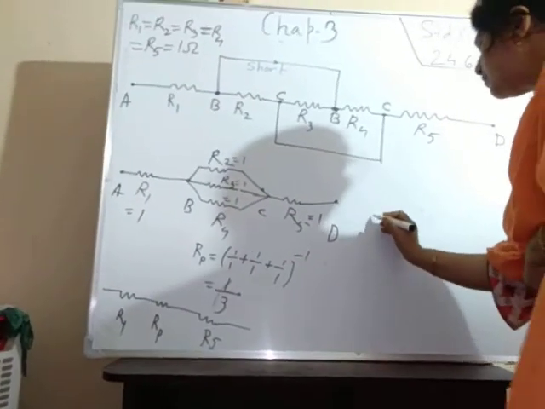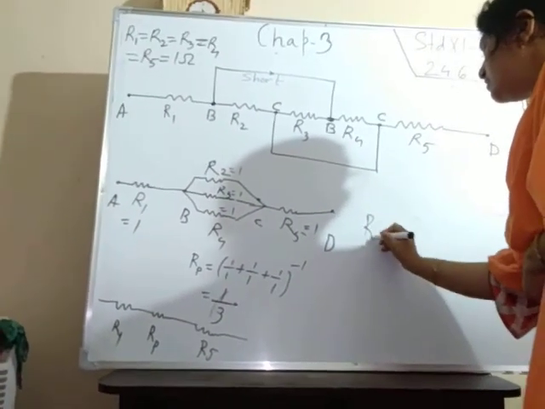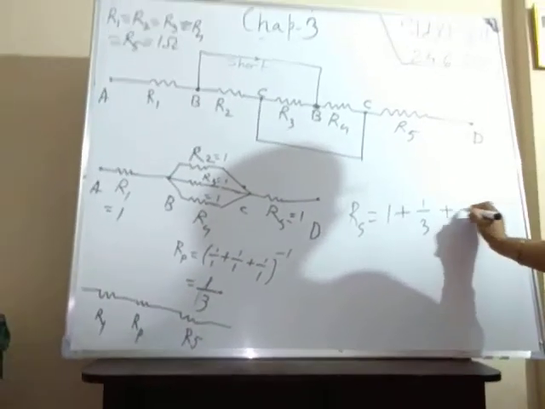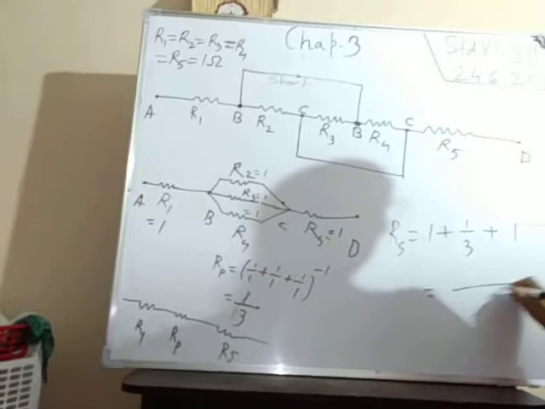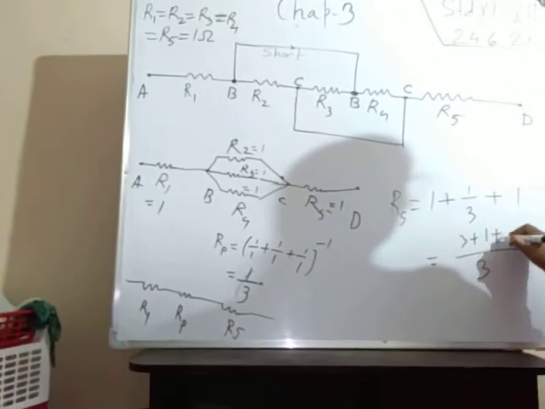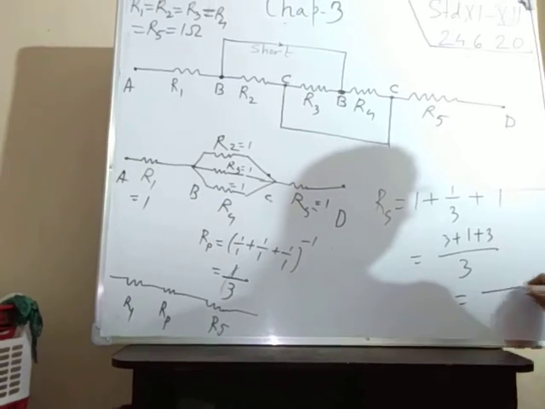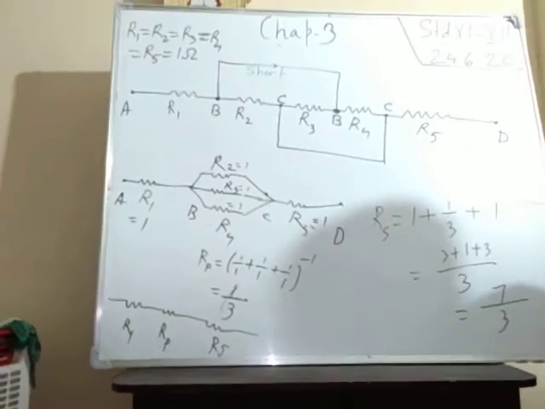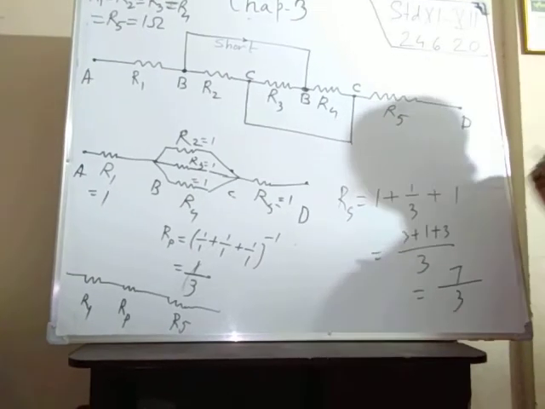So the series resistance will be 1 plus 1 by 3 plus 1, which will be, 3 plus 1 plus 3, that means 7 by 3. So the equivalent resistance between A and D will be 7 by 3.